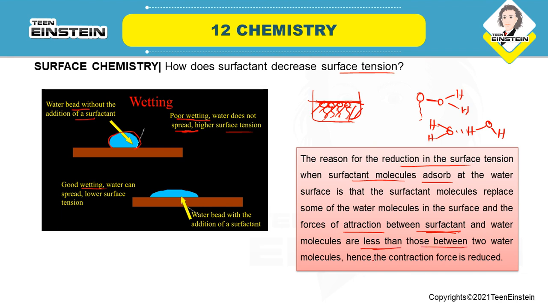So when you have not added surfactant, there is only water molecule, so there will be water-water interaction only. But when surfactant is added, some of the water molecules from the surface area will be removed and that place will be taken by surfactant. And there will now be interaction between surfactant molecule and water. Now this interaction is less, so the contraction force will also reduce. As a result, surface tension will also decrease. Okay, so now it will spread more. So wetting property, spreading property, all these will increase when we have added surfactant to water.